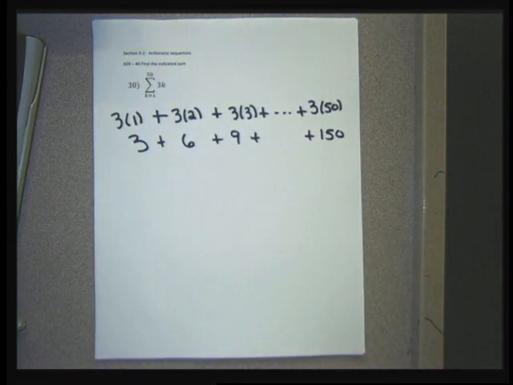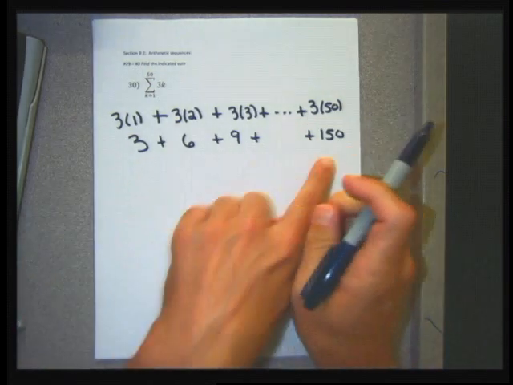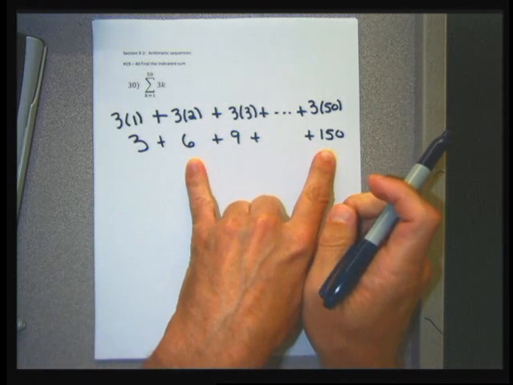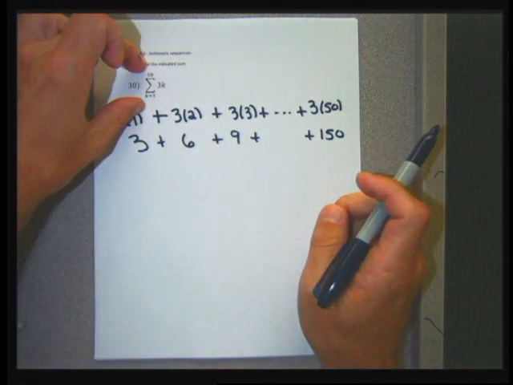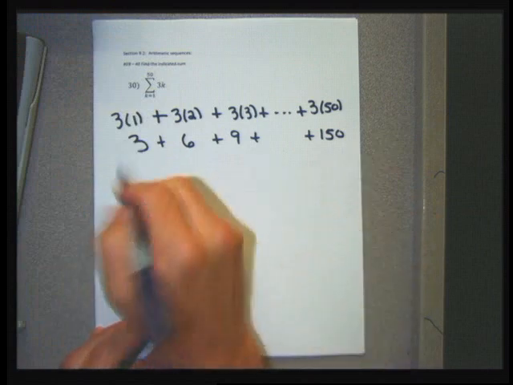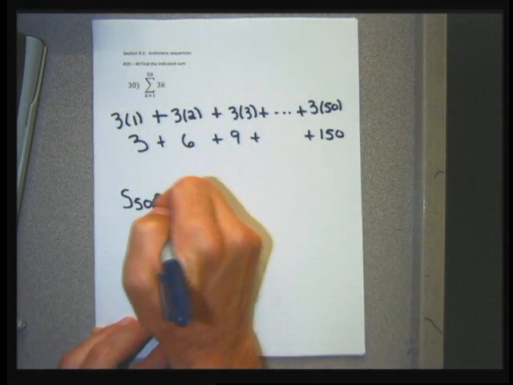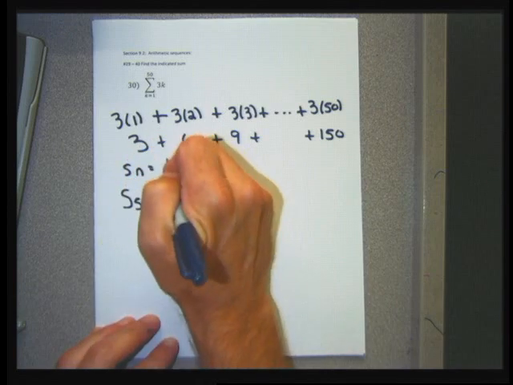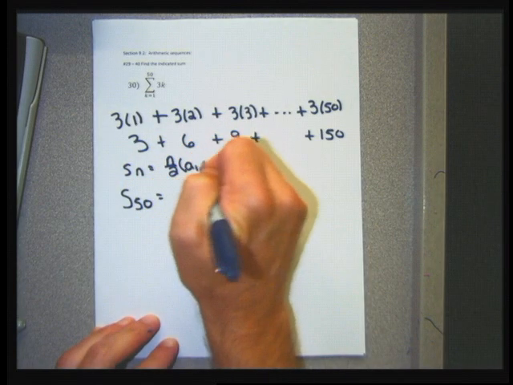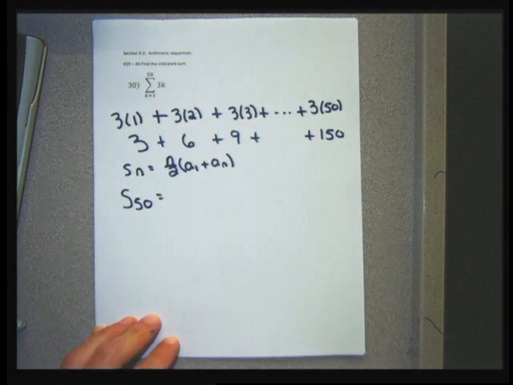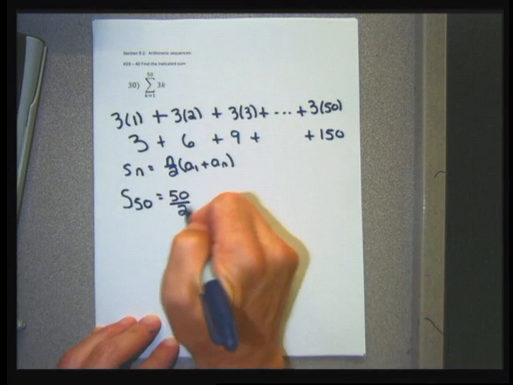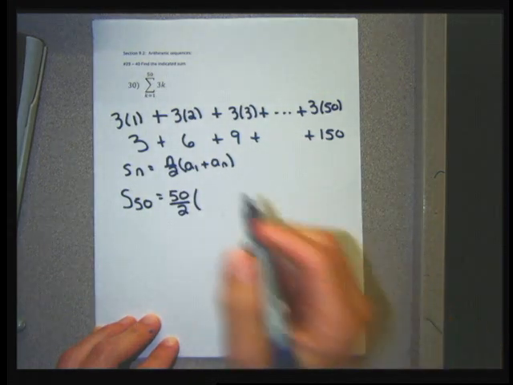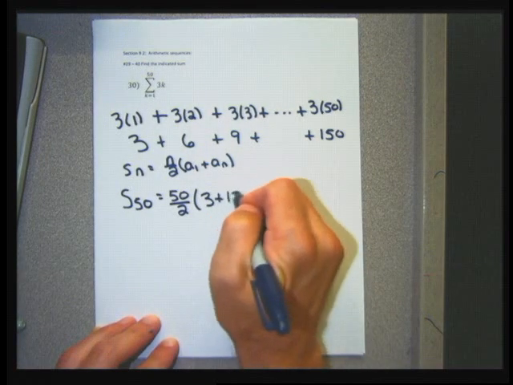So it's asking me to find the sum of an arithmetic sequence because the numbers are all three apart. I can find the sum by using that formula. Specifically, I'm finding the sum of the 50 terms of this arithmetic sequence, so I'm finding S sub 50, because the formula is S sub n equals n over 2 times first term plus last term. I'm going to replace the n with 50, so the sum of 50 terms is 50 divided by 2 times the first term plus the last term.